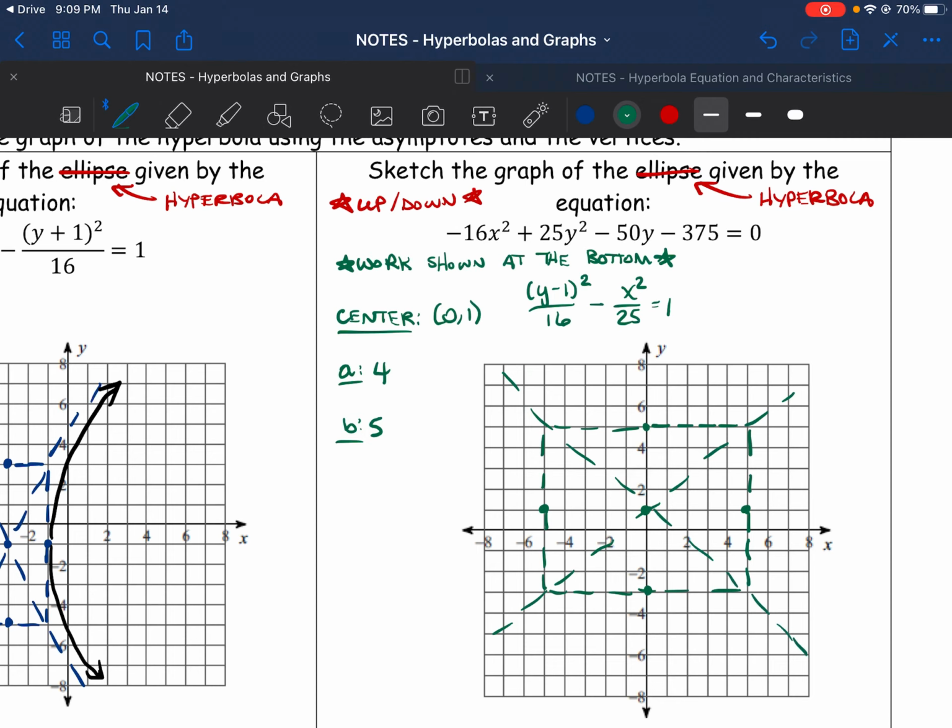Okay. Now, we know that the vertices are these points right here, because that's where we used the a value from the center. And again, using the asymptotes as guides, then we can... Looks kind of bad. Let me redo that part. Go ahead and graph the hyperbola. Okay, so that's generally a good sketch of the graph of the hyperbola. It shows all the different parts, the center, the vertices, the co-vertices, and the asymptotes.